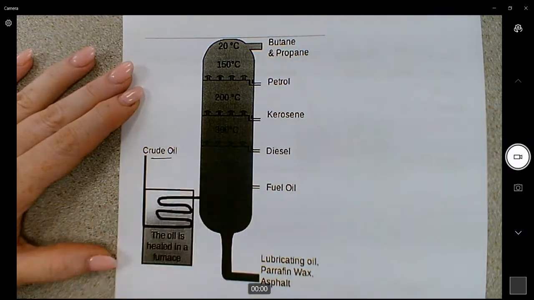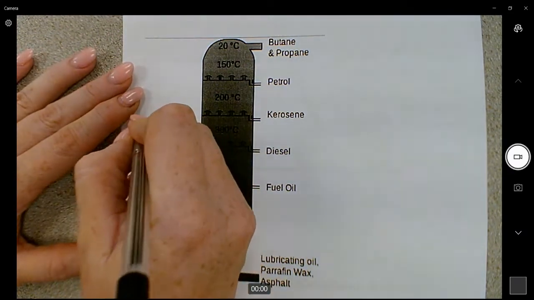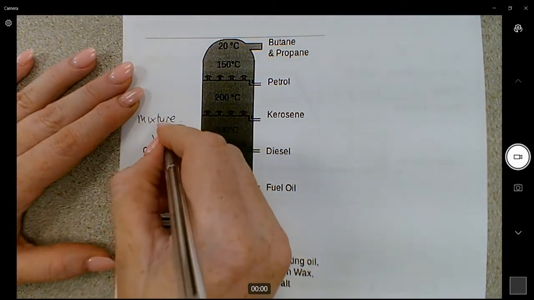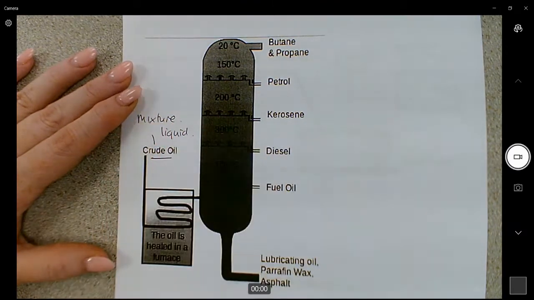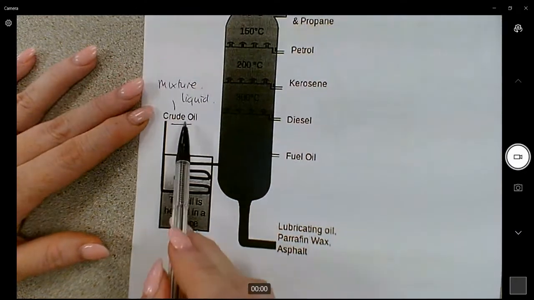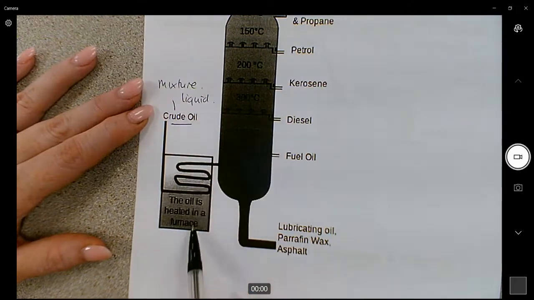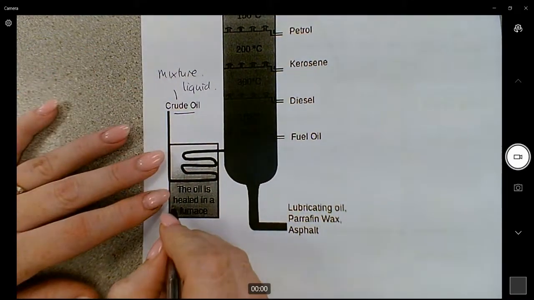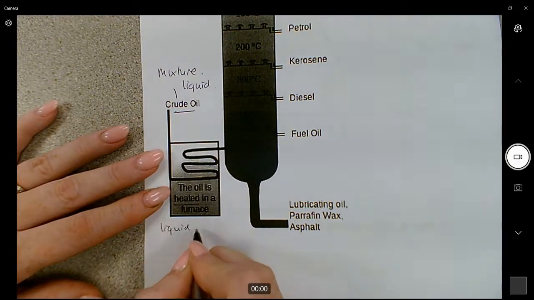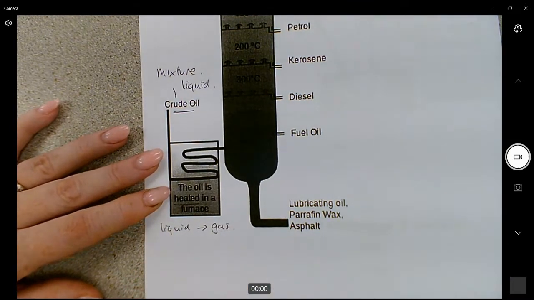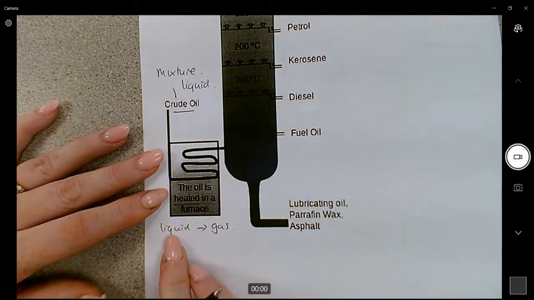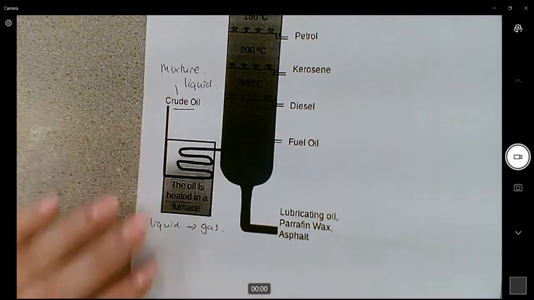So here is crude oil. We know that crude oil is a mixture of different size chain hydrocarbons. We also know that it is a liquid. And if we heat a liquid up, as you can see in the picture, we pump our crude oil into a heater. As you heat a liquid, the liquid is going to turn into a gas. So the furnace is essentially used to turn our crude oil liquid into a gas.